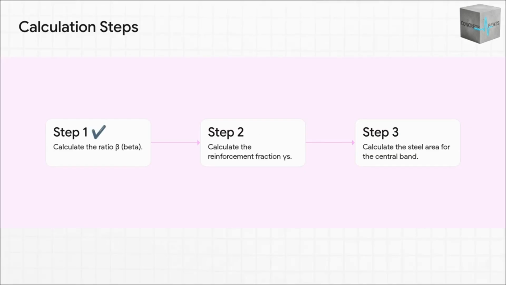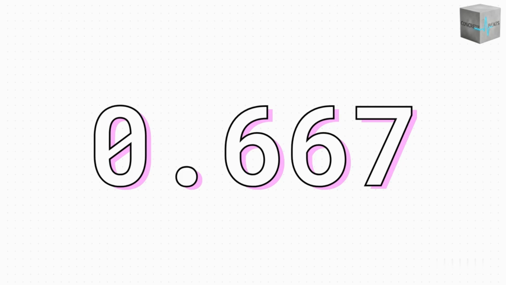Easy enough, right? Now that we have beta, we can move on to step 2, which is to find that reinforcement fraction using the ACI formula. For step 2, we calculate gamma S. The formula is 2 divided by the quantity beta plus 1. We just plug in our beta of 2, so that's 2 divided by 2 plus 1, which is 3. 2 divided by 3 gives us about 0.667. This means 66.7%, or 2/3, of our total steel has to go in that central band.